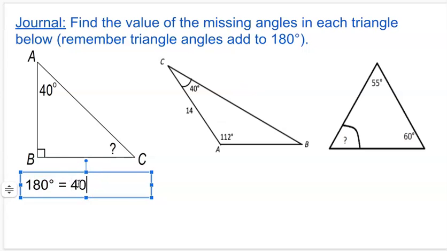So we have 40 degrees is one of them. We have the question mark, which I'm going to turn into X. And then we have this angle here. And that little square tells us that it's a 90-degree angle.